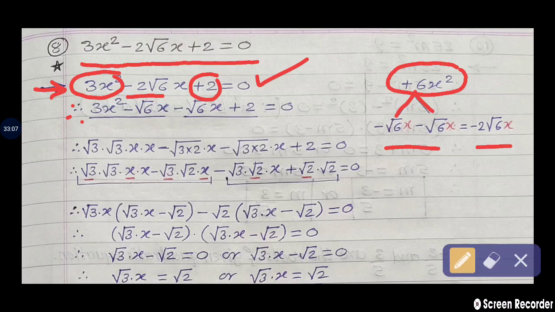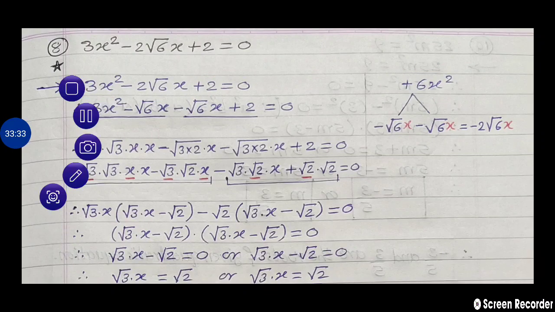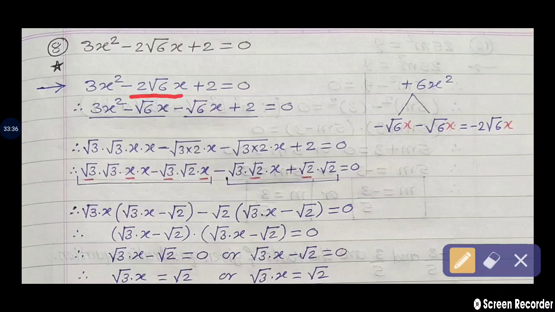But our middle term is minus 2 root 6. So both the roots having negative sign, minus root 6 minus root 6. So addition is minus 2 times root 6 and minus root 6 multiplied by minus root 6, answer is plus 6. Clear? So apply the x variable there. So we are splitting the terms according to these factors. So the middle term is split as minus root 6 x minus root 6 x, and forming the group of two terms.